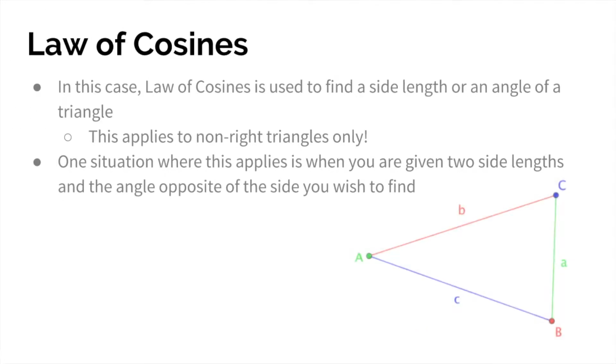Next up, we have the law of cosines. Like SOHCAHTOA, law of cosines can be used to find side lengths and angles of triangles, but you use the law of cosines when said triangle is not right. The formula for the law of cosines is c squared equals a squared plus b squared minus 2ab times cos of C. So let's break down how we get that equation.